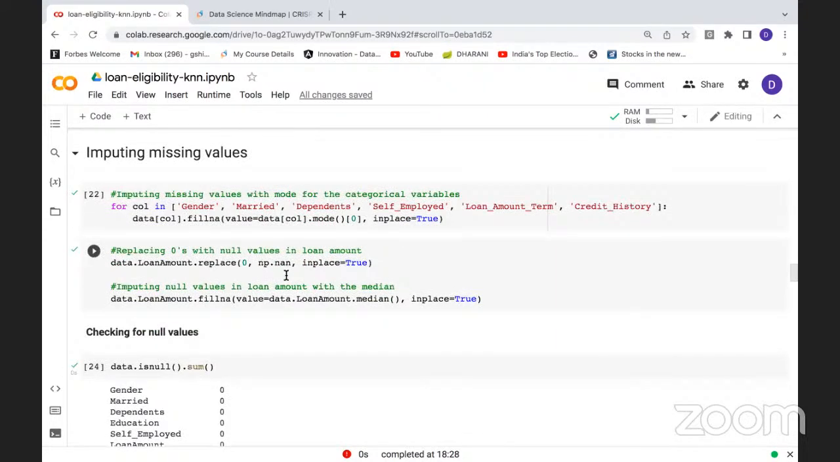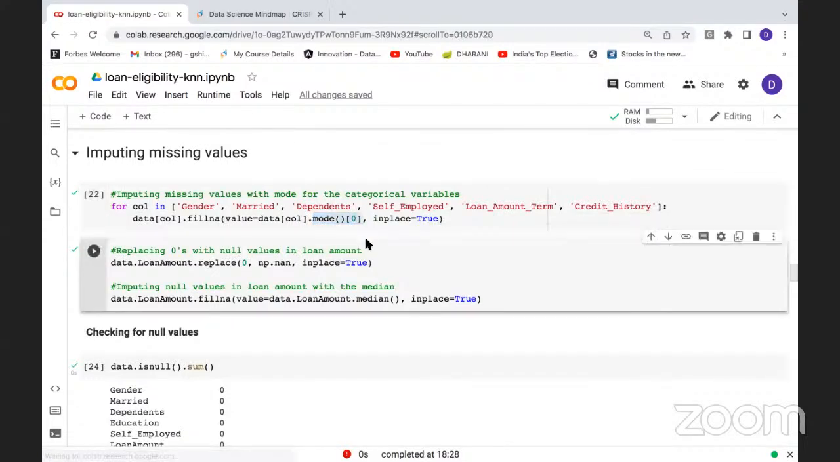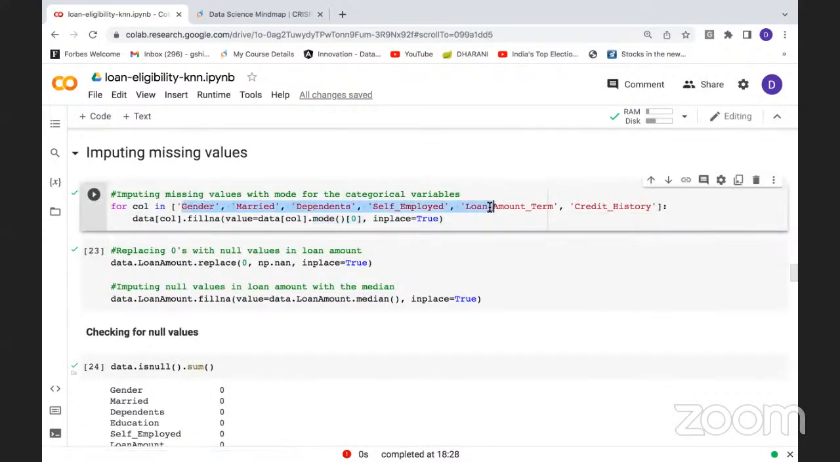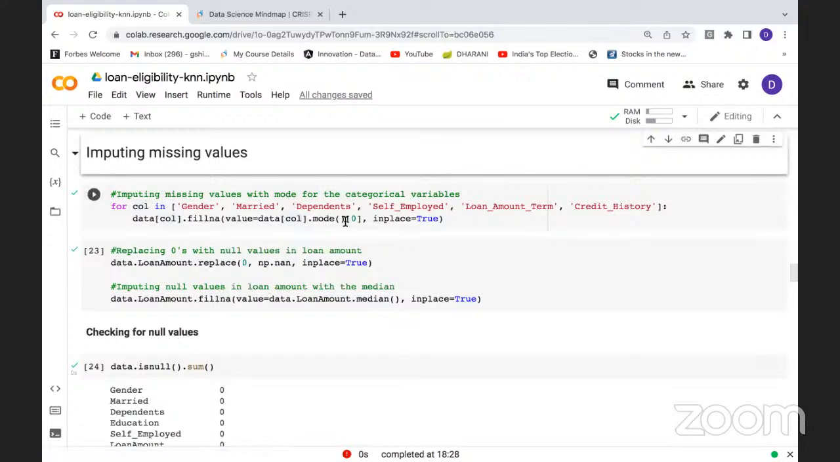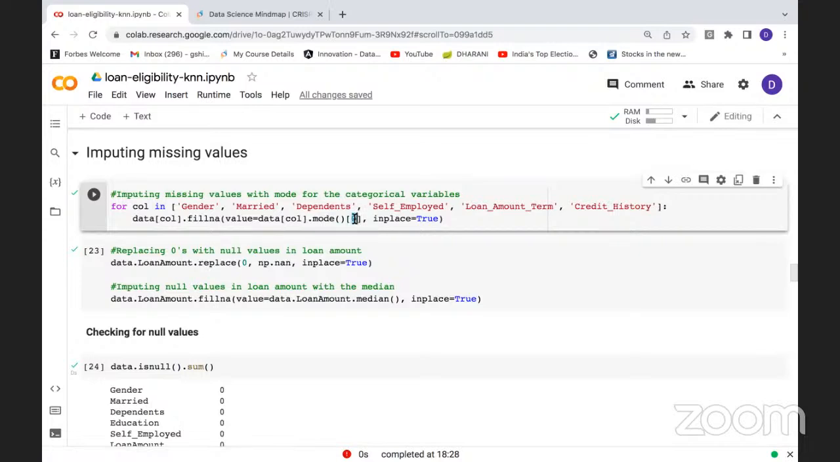If it is categorical data, I impute using mode. How do I do that? For all the columns which are categorical in nature, I am saying go to data, every column, every col. So col will go to gender and fill the NA value. How is it going to fill the NA value? It is going to calculate that particular column's mode. Generally, mode will be at the 0th index. Take that value, it is 0 or 1, take the most repeated value and fill it in.